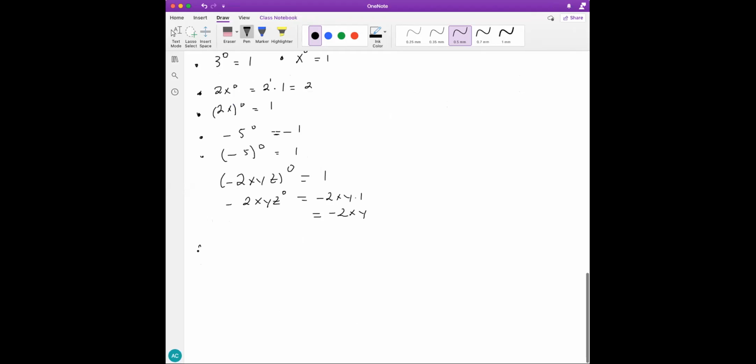Number 2. We call them properties of exponents. You can also say rules of exponents, exponents of powers.